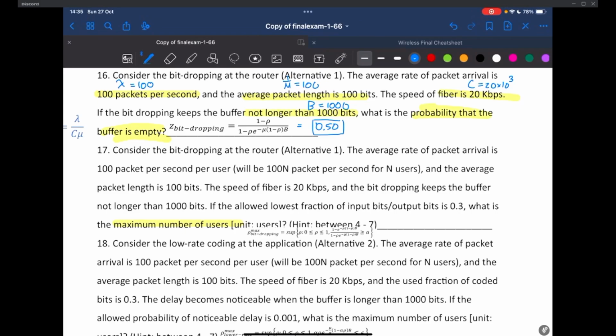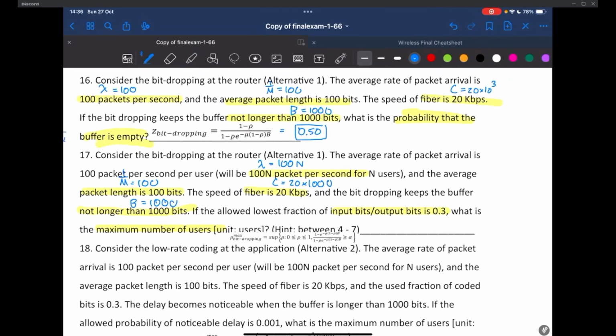To find n here, n is the packet arrival, so lambda is equal to 100 times n, and not this. Packet length is 100, so it's mu, 1 over mu equals 100. And C is equal to 10 times 1000. No longer than 1000 bits, this is beta, and this one is what's called alpha. It's the lowest fraction of input output.